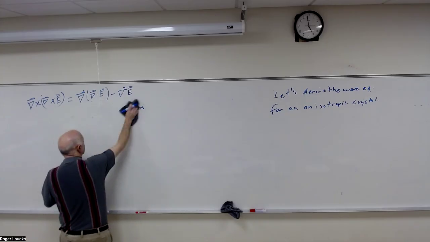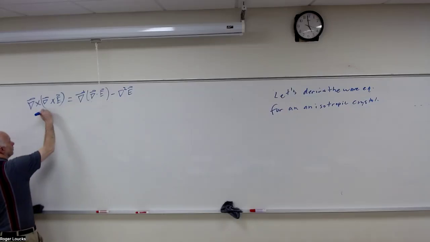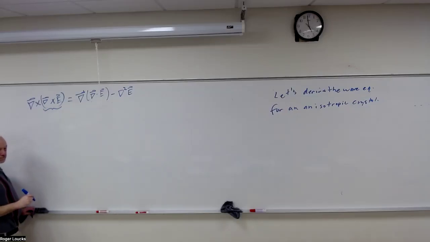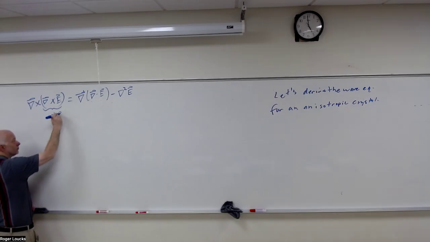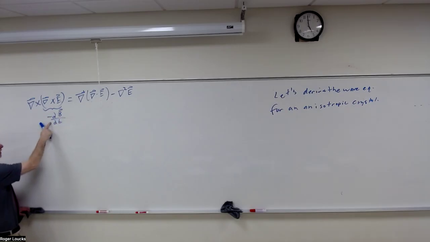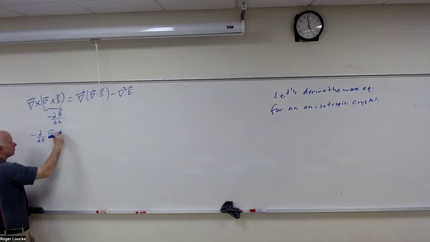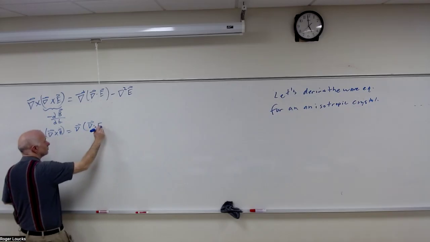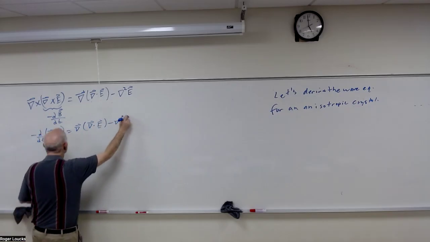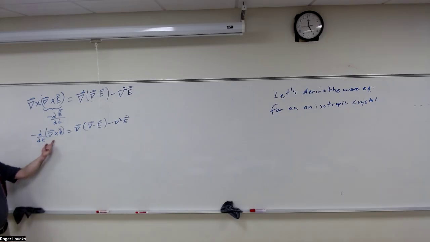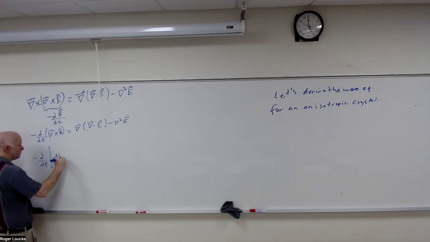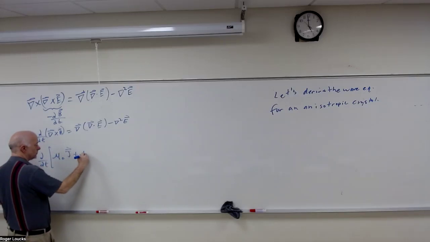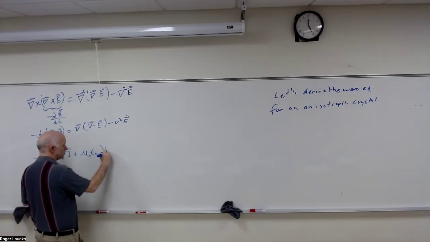Actually, before we do that, let's beat on this a little bit more. Okay. What do we do with this again? Minus partial with respect to t of the curl of B. And what do we do with the time derivative and the curl? We switch them. What do we do with this? Mu naught J. The mu naught J. Mu naught epsilon naught, partial of E with respect to t.